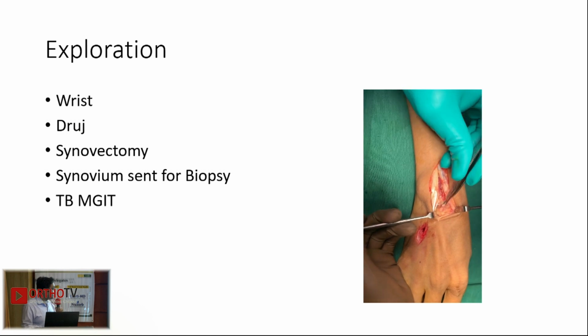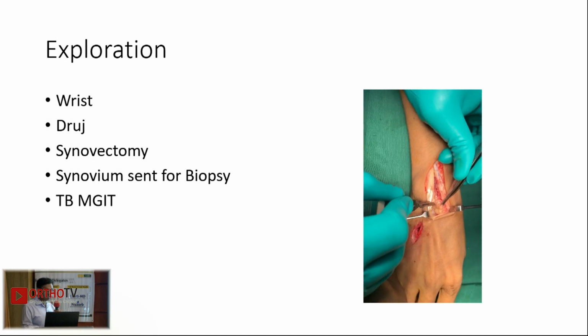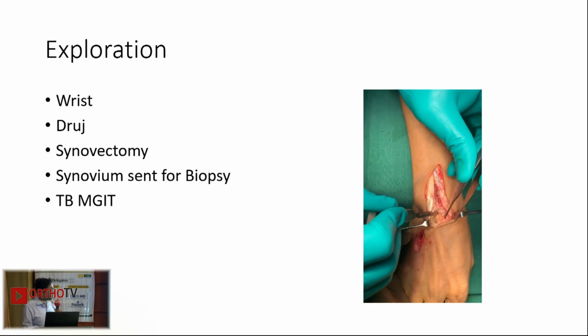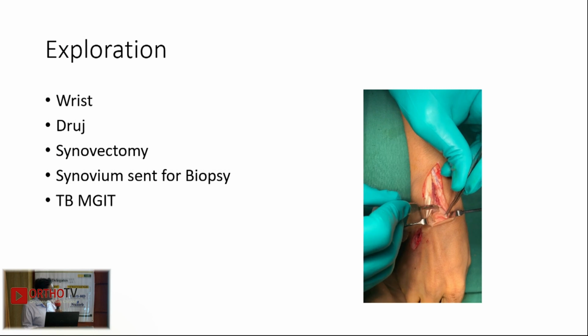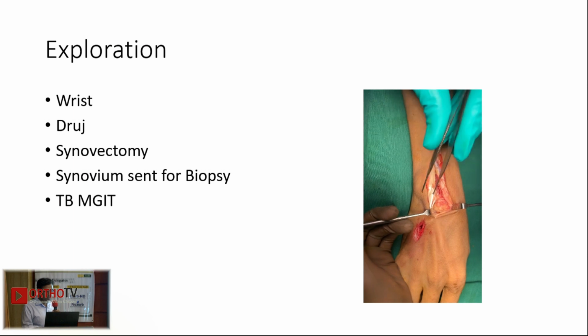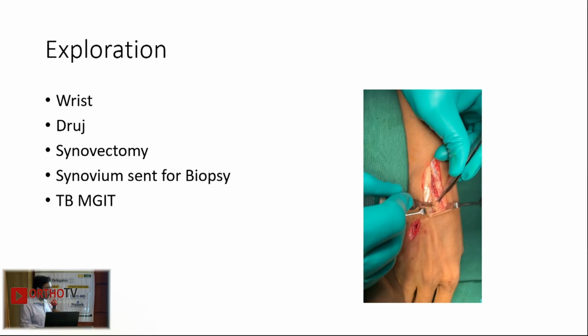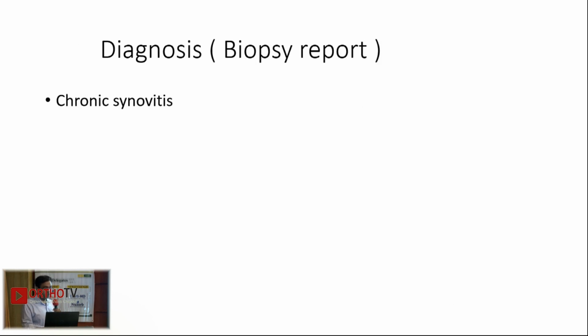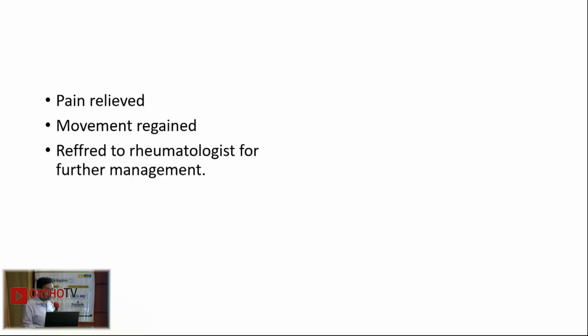You can see the synovium being excised. This is the type of open procedure, which is both therapeutic and diagnostic, because after this procedure the patient's joint movement significantly improves, and we also come to a diagnosis. The biopsy report was chronic synovitis, and he didn't have tuberculosis. What has happened is that pain is relieved, movement is regained, and again the patient is referred to a rheumatologist for further management.